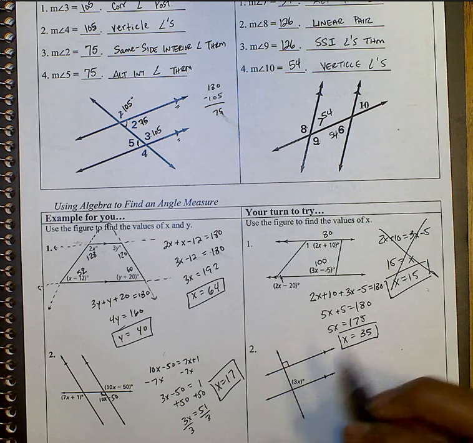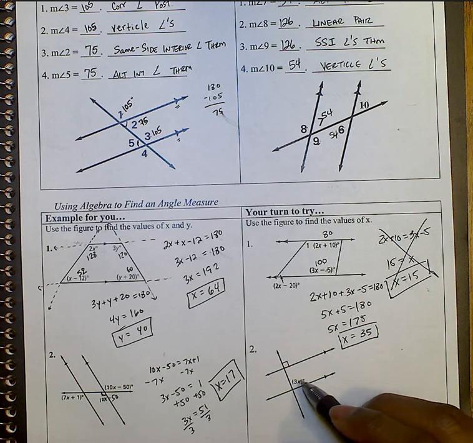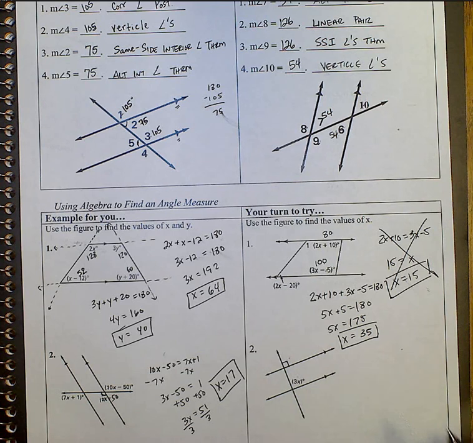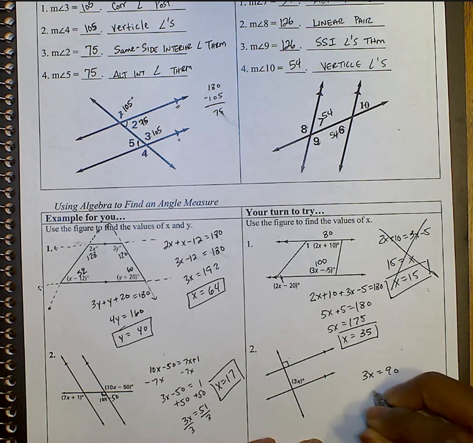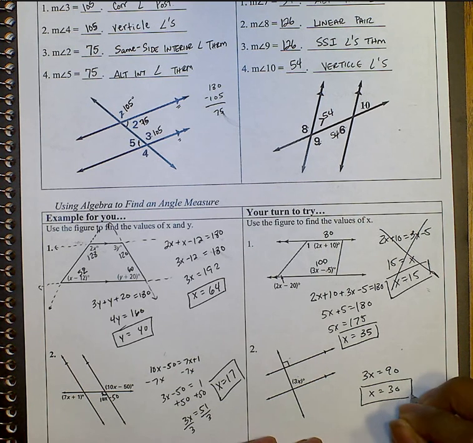Now number 2. These two are corresponding angles. So 3x equals 90. x will equal 30. Alright, we'll do some more practice with parallel lines.